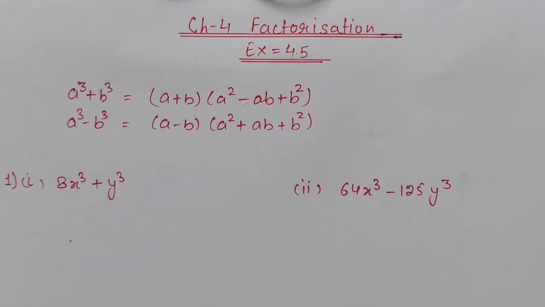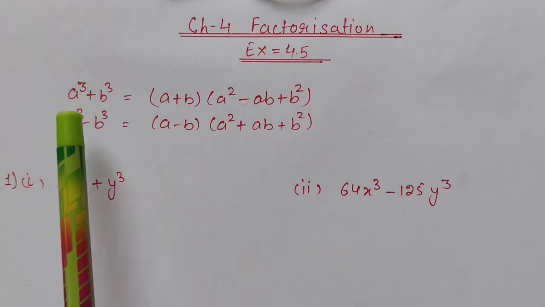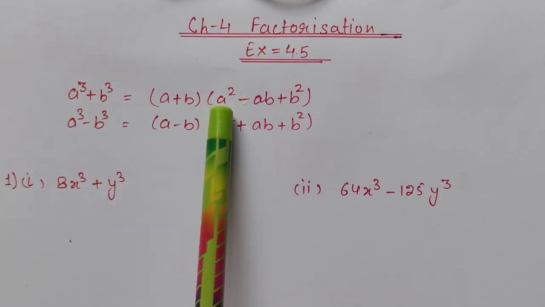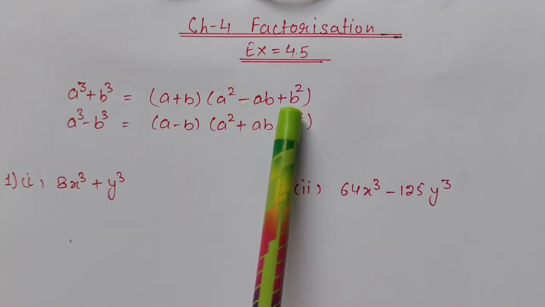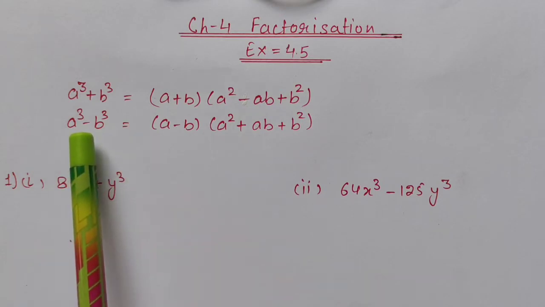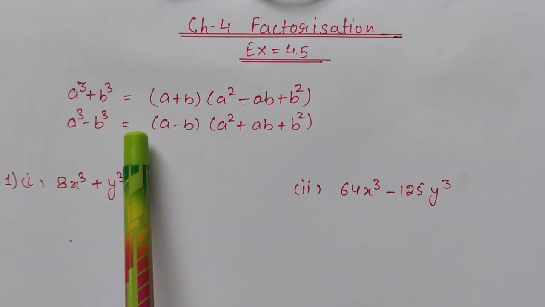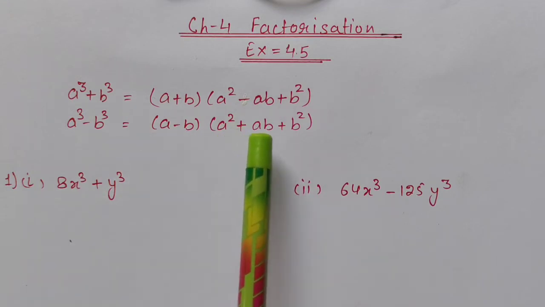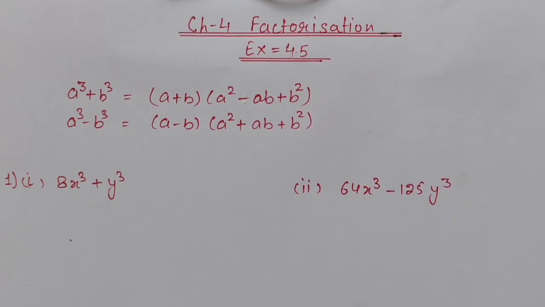Hello students, we are doing chapter number 4, factorization, and today we will start exercise 4.5. In this exercise you will learn factorization with the help of these two identities. First identity: a cube plus b cube is equal to (a plus b) into (a square minus ab plus b square), and second identity: a cube minus b cube is equal to (a minus b) multiplied by (a square plus ab plus b square). So we will use these two formulas in this exercise.